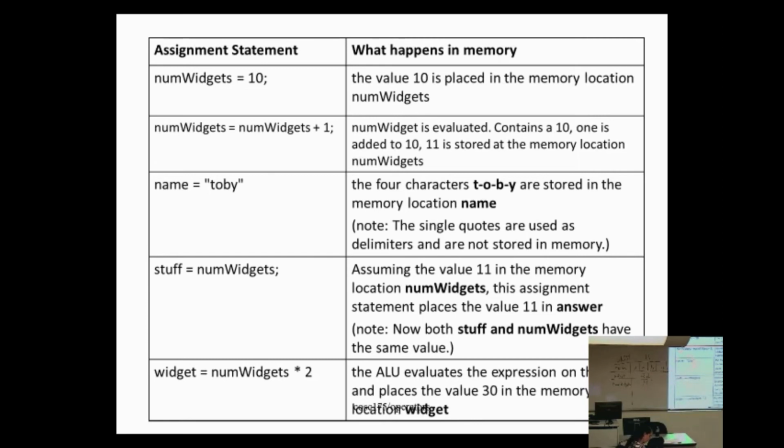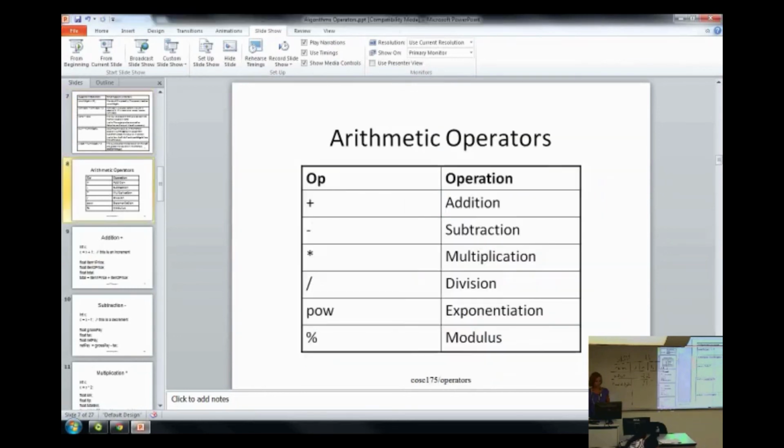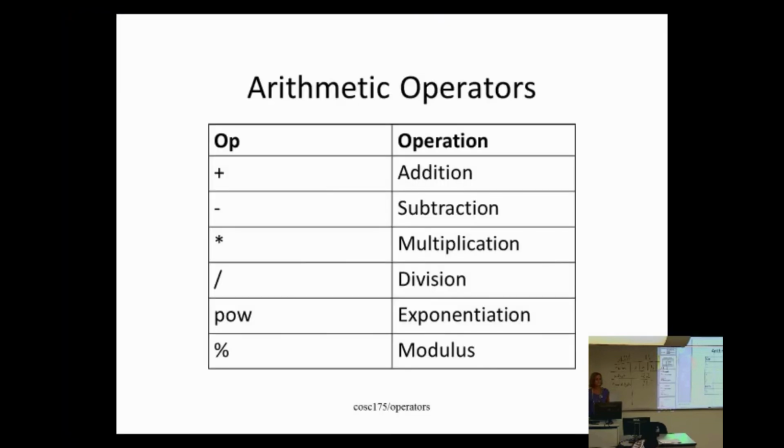Question? Where do I say 30? Oh my goodness, place the value 30, and where in the world, I must have changed the number somewhere. Num-widgets is 10, becomes 11. Yeah, I need to correct that. Let's see if I can. Thank you. I don't know, something must have changed along the way.